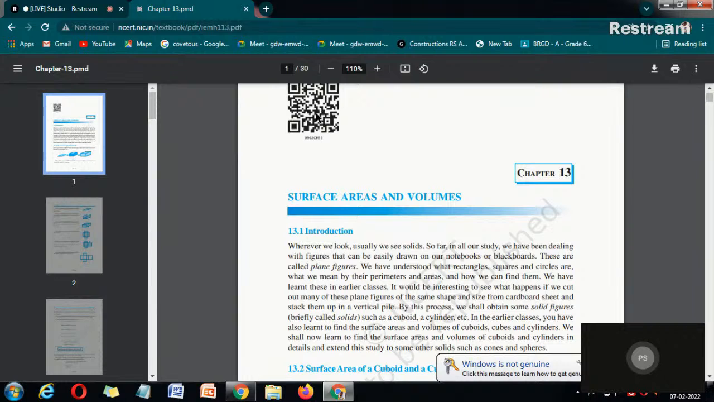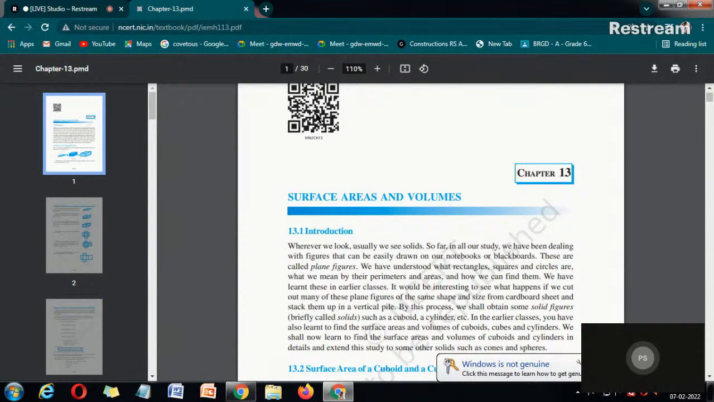Solid figures are three-dimensional, such as a sphere, a cuboid, a cube, a cylinder. You have many things. Then you have a cone. So all such things are called solid figures.